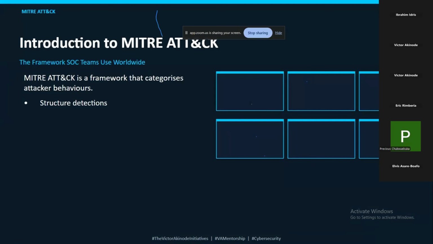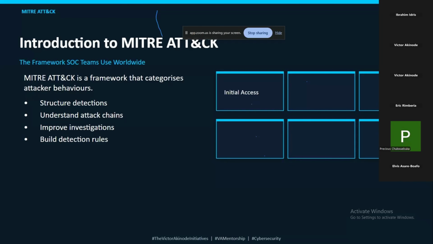MITRE ATT&CK helps with structured detection and understanding attack chains, like the workflow attackers go through before launching an attack. It improves investigations. It also helps in building quality detection rules in order to avoid alert fatigue, as we talked about. So these are some of the things you need to know in the MITRE ATT&CK framework. These are some of the patterns or behaviors in the framework.